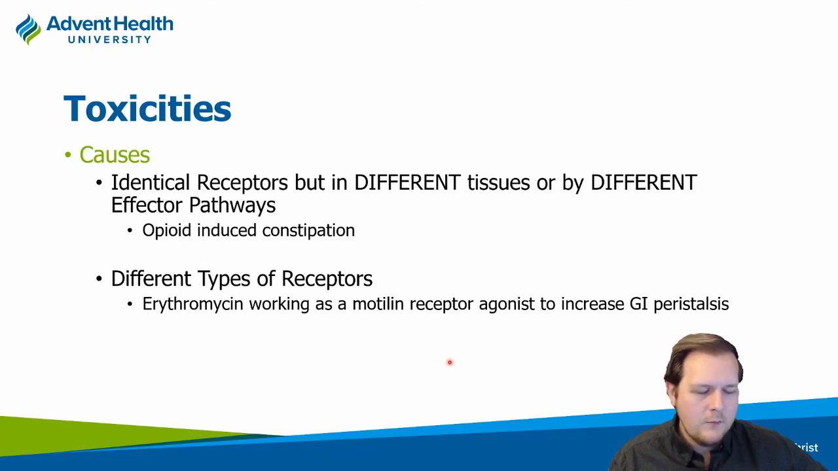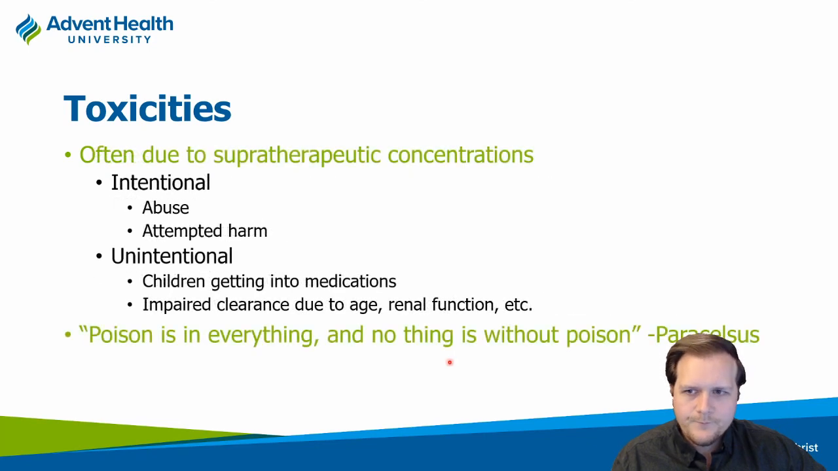Normally it works on bacteria to kill them, right? What we actually find is that some toxicity you can get from that is that it actually works on the motilin receptor, which is found in the GI tract. It actually increases GI peristalsis. So as you might imagine, that causes a lot of abdominal cramping and diarrhea potentially, right? So remember, the toxicity can be mediated through both ways. Sometimes the same mechanism, sometimes a different mechanism than what you would usually use it for its purposes.